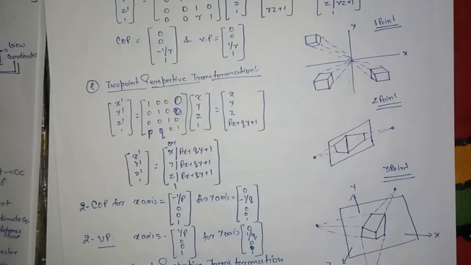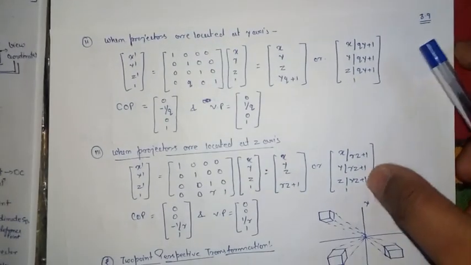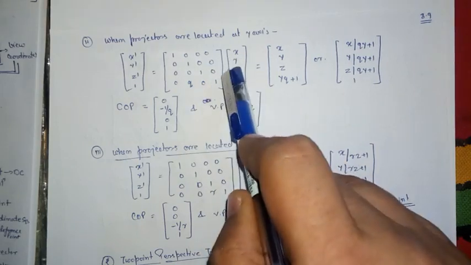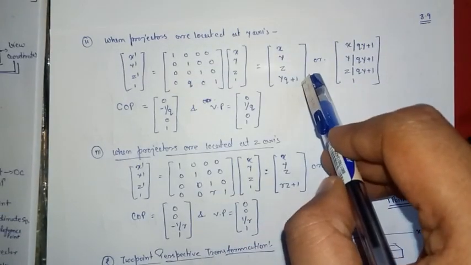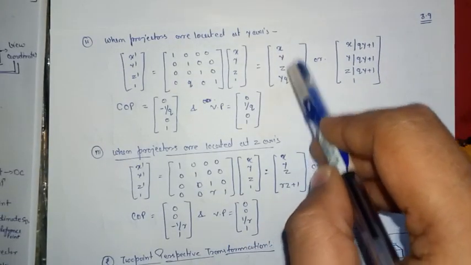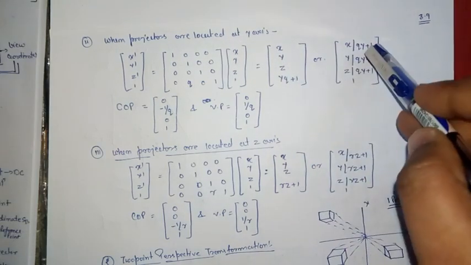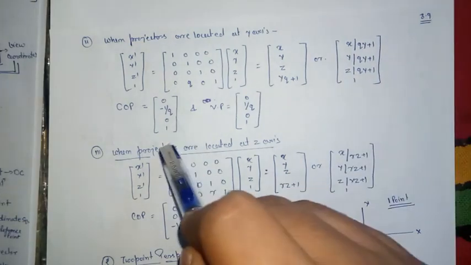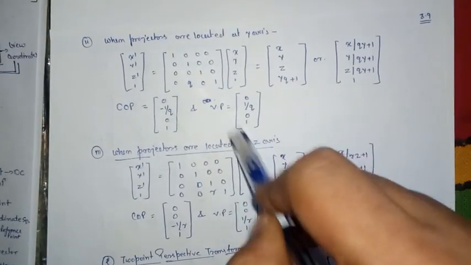In the y-axis, the y value will be q here. After multiplication, this value will be coming, or you can write it by dividing all parts. This matrix will be coming. After this matrix, you can find out the center of projection and the vanishing point.